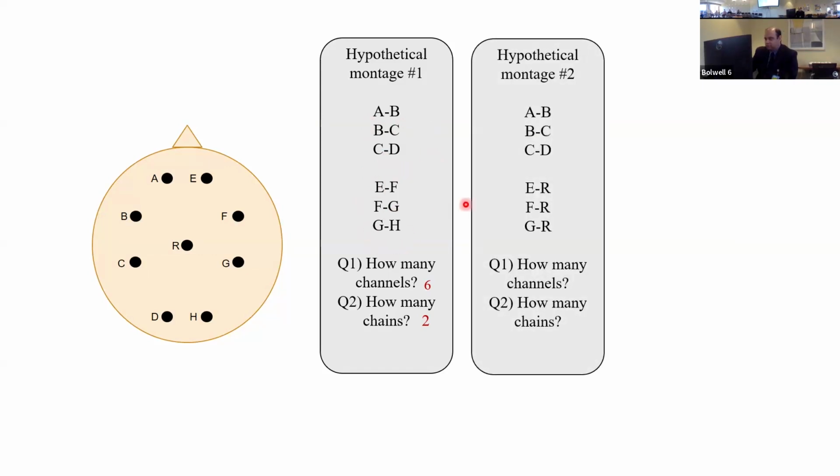How about this one? How many channels? Still six, right? Okay. How many chains? There are still two chains, right? The first chain is the same, which is a bipolar chain, but this is different. This is a referential chain now because I've connected all of them to one reference, okay?